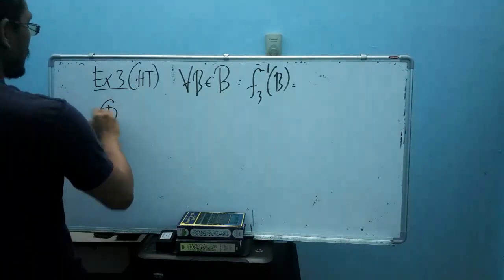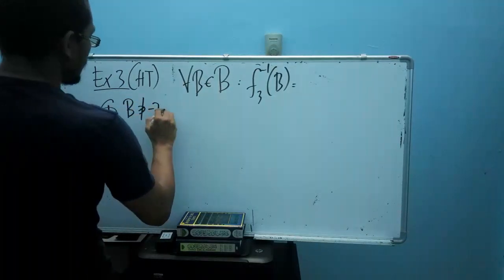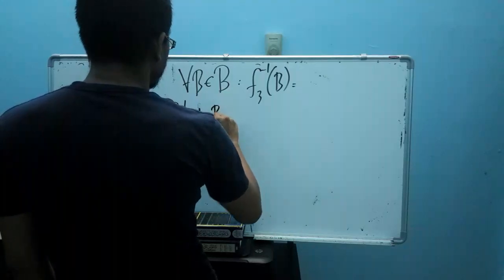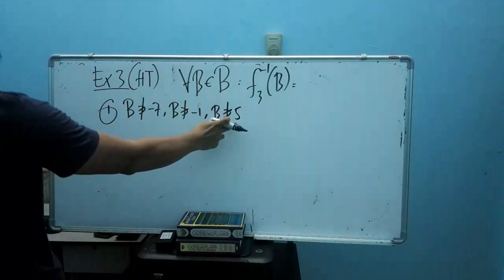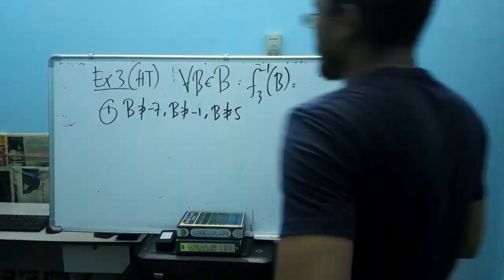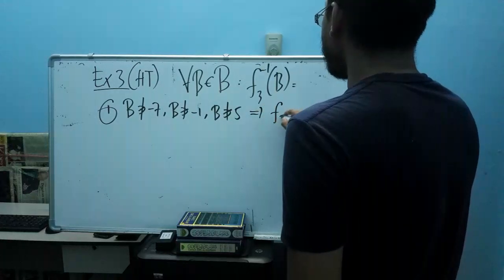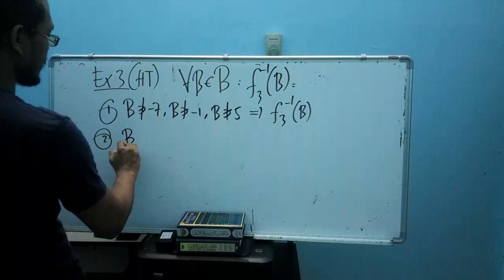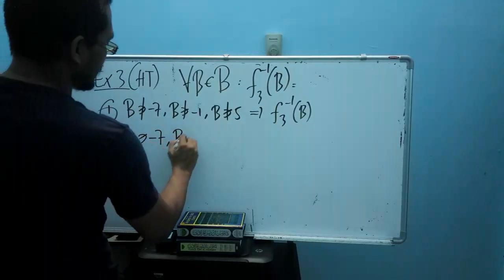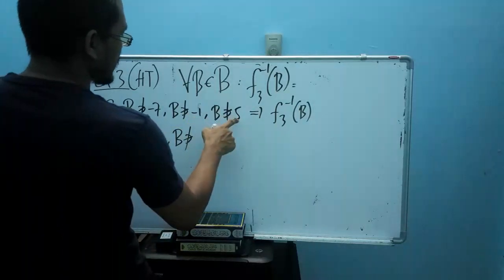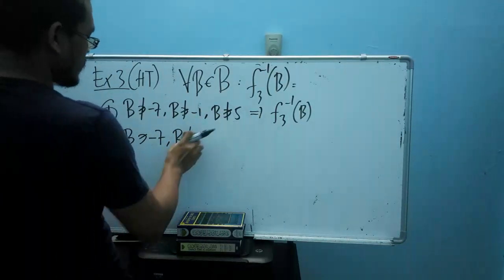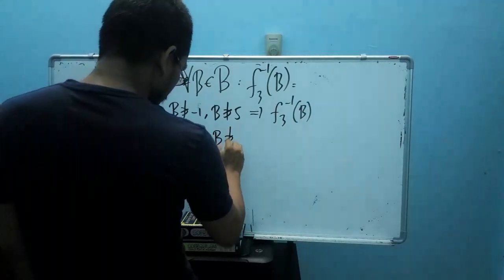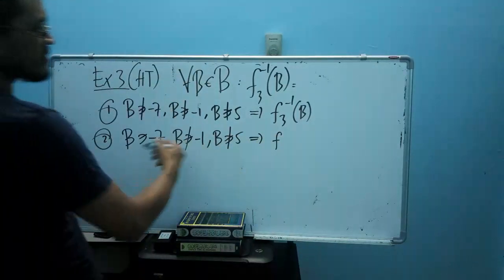The first Borel set, of course, you consider that B doesn't contain -7, B doesn't contain -1, and B doesn't contain 5. Okay, so it's fine. From here, what is the pre-image of this type of Borel set? And then the second one, you can consider such a Borel set that contains -7 but doesn't contain -1 and 5. Then what is the pre-image?